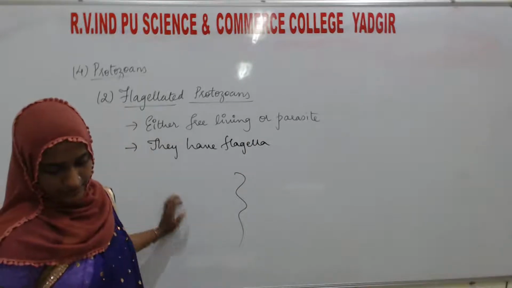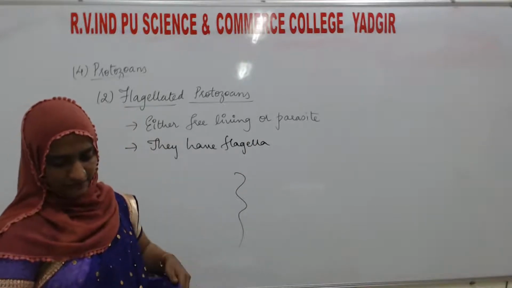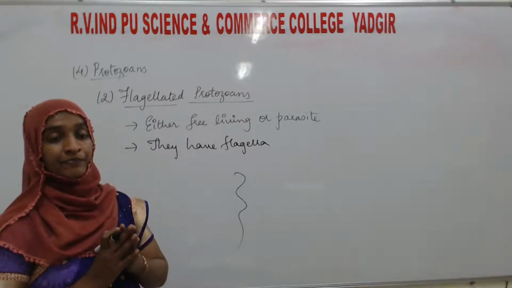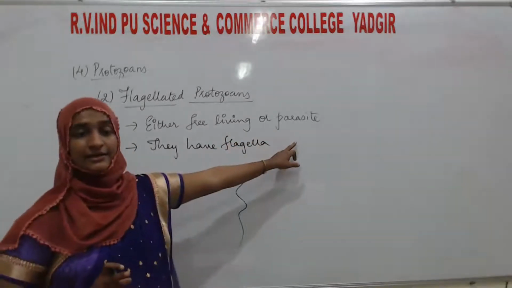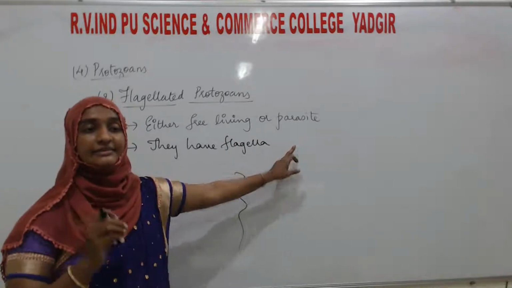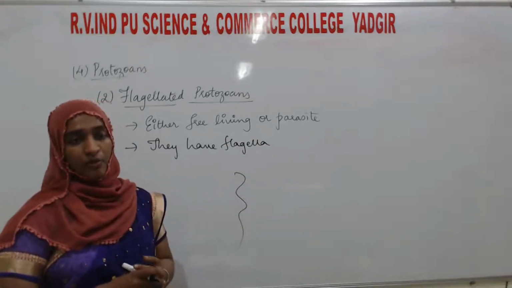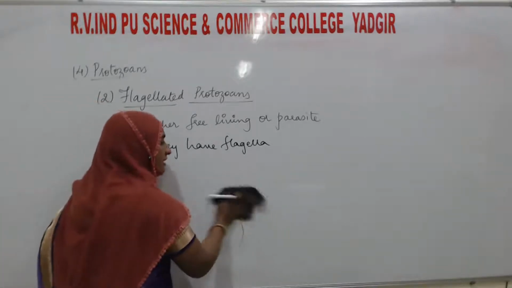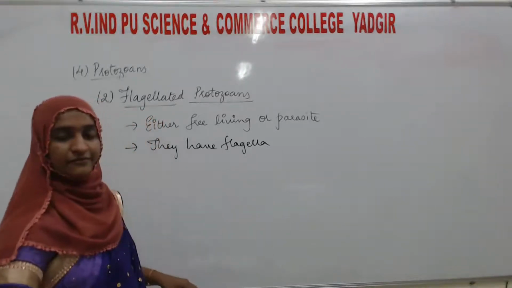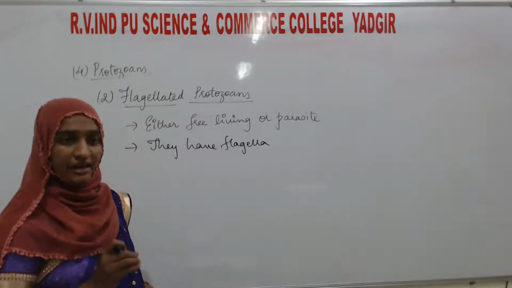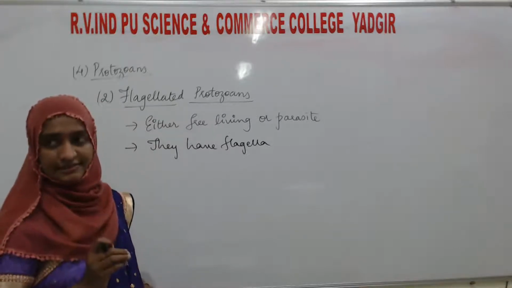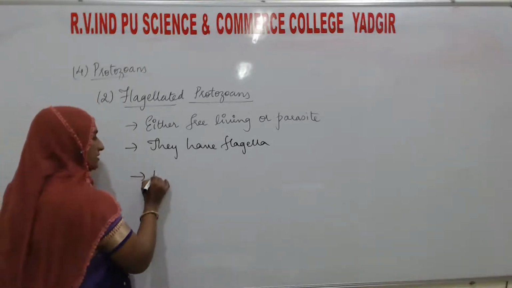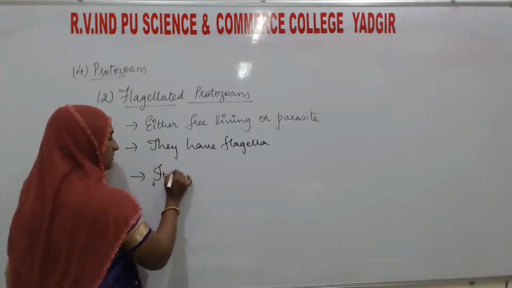As parasitic flagellated protozoans, they may cause diseases in the animal body. One example of such a disease is sleeping sickness. What is the name of that disease? It causes disease.